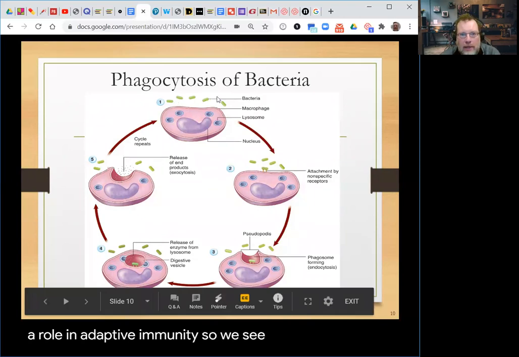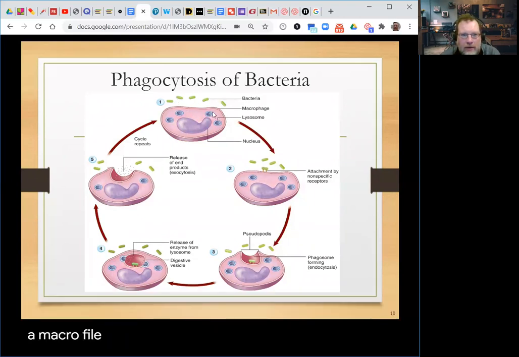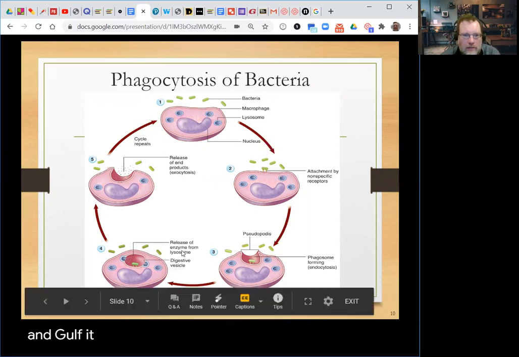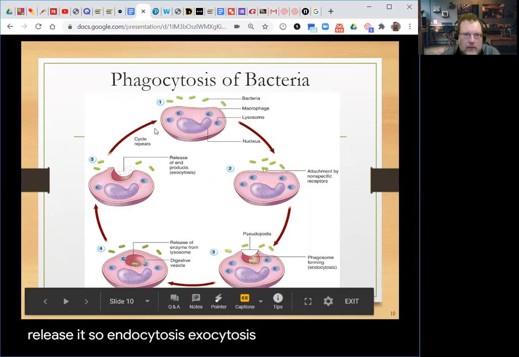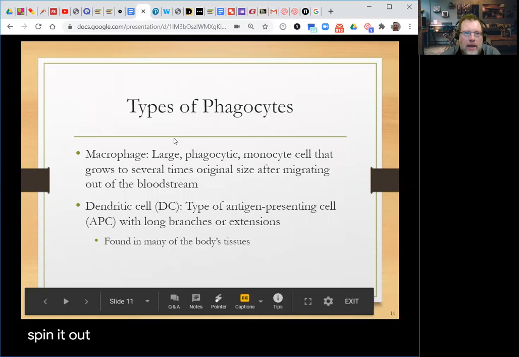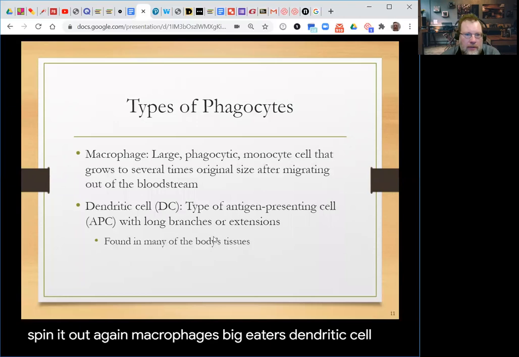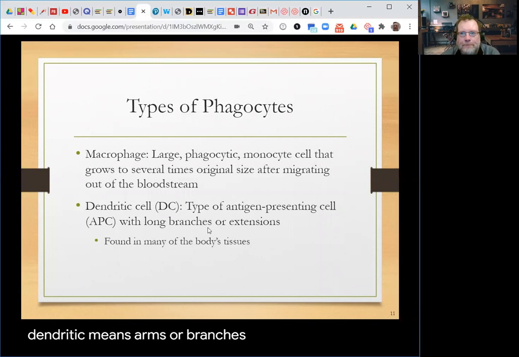Okay, so we see bacteria. We've got a macrophage. The macrophage has lysosomes and a nucleus. Engulf it, release some enzymes, digest it, and then release it. So endocytosis, exocytosis. Bring it in, consume it, spit it out. Again, macrophages, big eaters, dendritic cells. Dendritic means arms or branches. Dendra means branch.